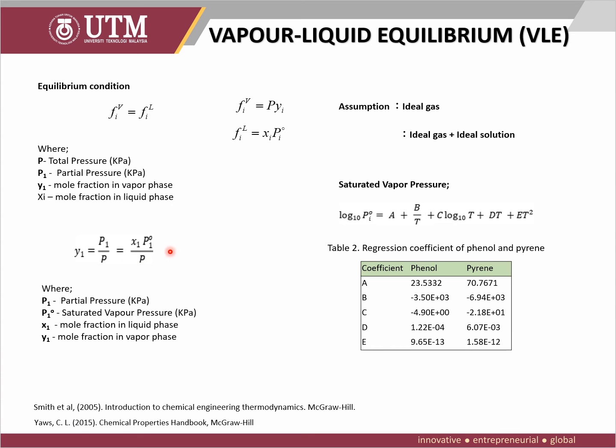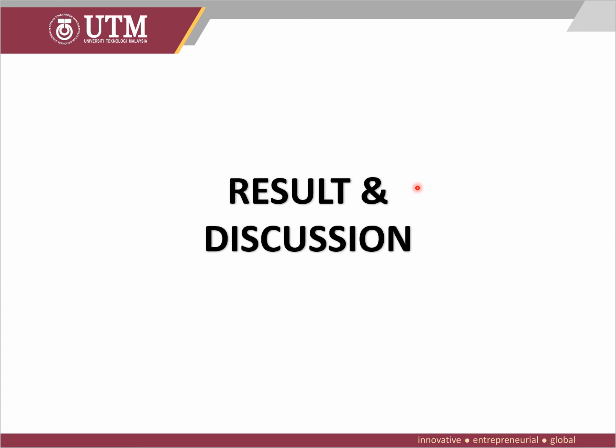The equation is given by P1, which is the partial pressure, P1 naught, which is the saturated vapor pressure, X1, which is the mole fraction in liquid phase, and Y1, the mole fraction in vapor phase. Furthermore, the saturated vapor pressure is calculated using the following equation, whereby the regression coefficients or the values of A, B, C, D, and E are given in table 2. Next, I'll be explaining the results and discussion of the project.